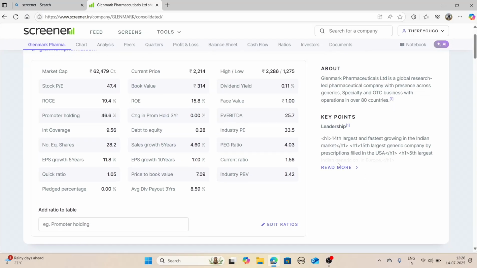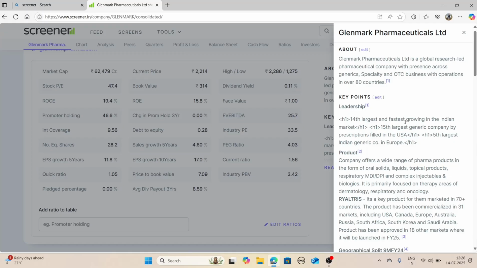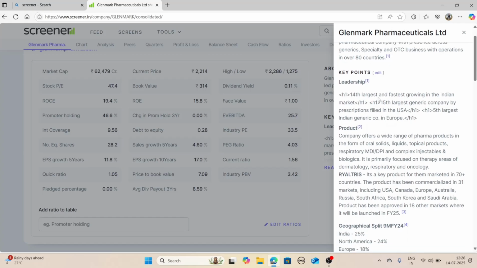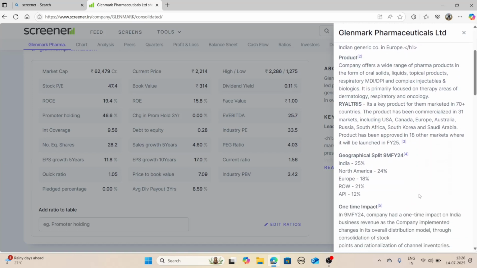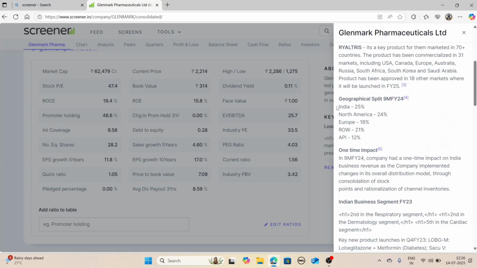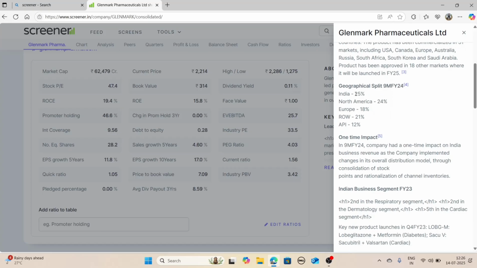Glenmark Pharmaceutical Industries. Let's see what it is actually doing. It is a pharmaceutical global research company. As we know, it operates in approximately 18 countries, and it is the 14th largest and fastest growing in the Indian market.